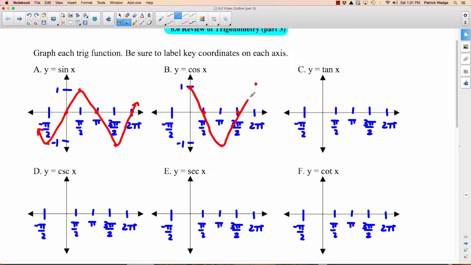Again, of course, it continues, and we continue out this way. At negative pi over 2, it's back down at 0. So that's our graph for the cosine.